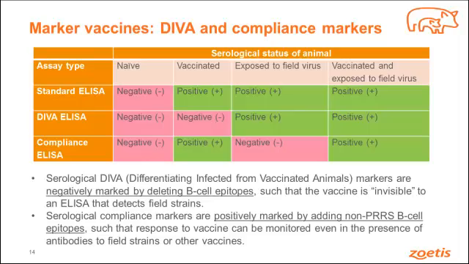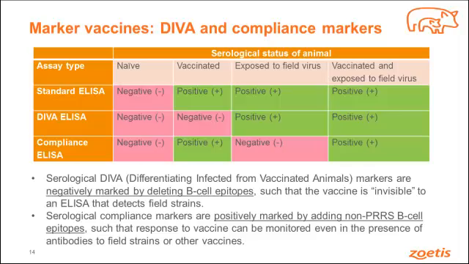The next 2 examples I'm going to show have to do with marked vaccines. But just to get our terminology straight, there's 2 kinds of marker vaccines. And it's kind of showed up here along with the conventional ELISA, a DIVA ELISA, and a compliance marker ELISA, and what you'd expect to see from different serological statuses of pigs. So a DIVA marker, that's differentiating infected from vaccinated animals.